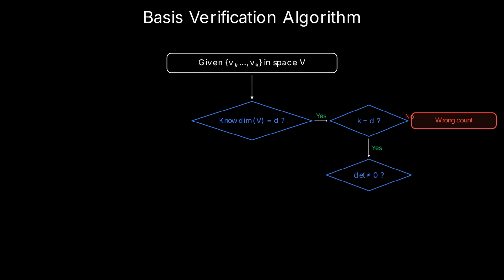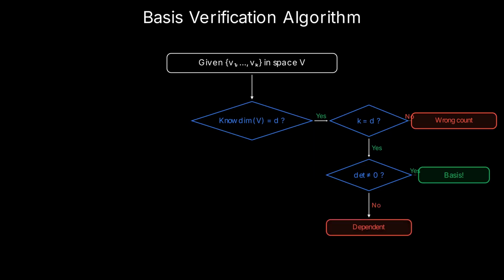If the count k does equal D, then check independence. Form the square matrix from your vectors and compute the determinant. If the determinant is non-zero, congratulations, basis confirmed. If the determinant is 0, the vectors are dependent, so it's not a basis.